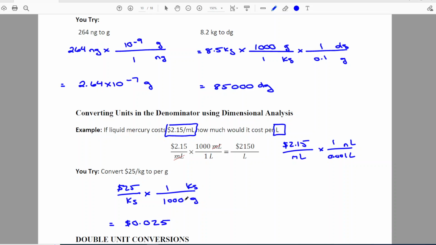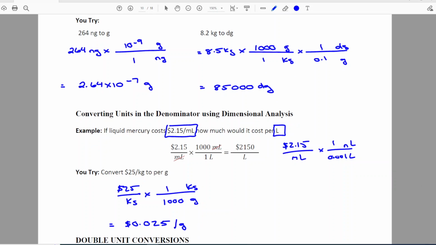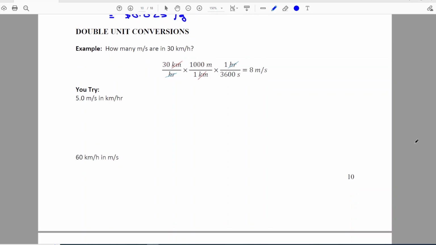0.025. Keeping sig figs, you would consider this 1,000 to be an infinite number of sig figs. You wouldn't consider it. So we're going to answer with 2 sig figs: $0.025 per gram. So now, if we want to go into double unit conversions, we can.